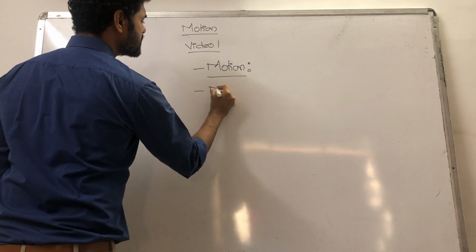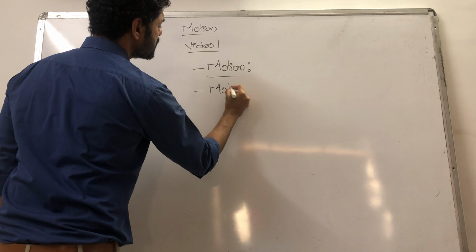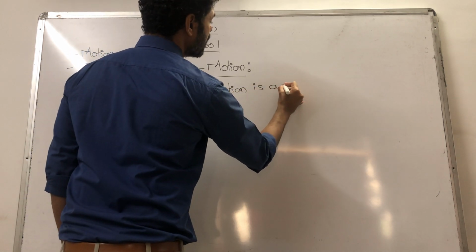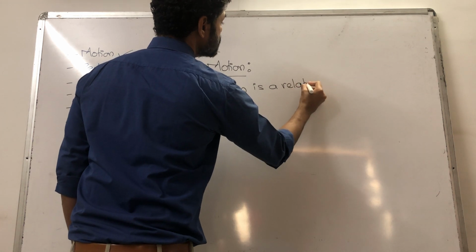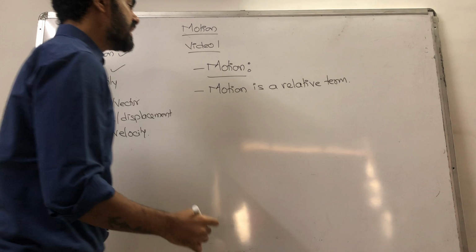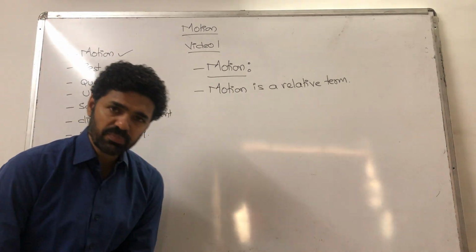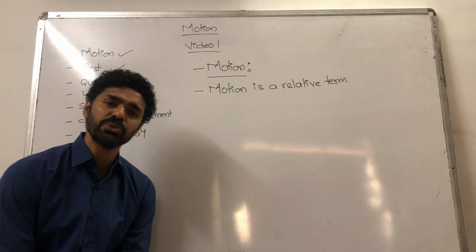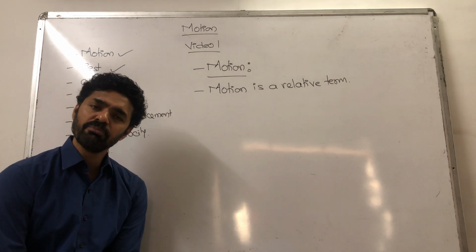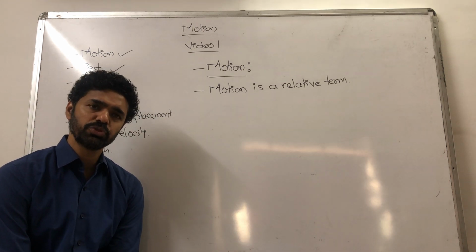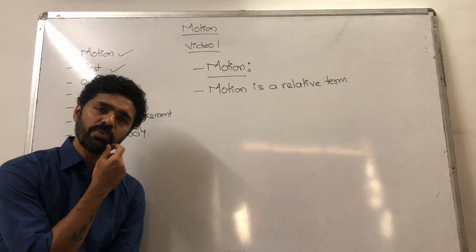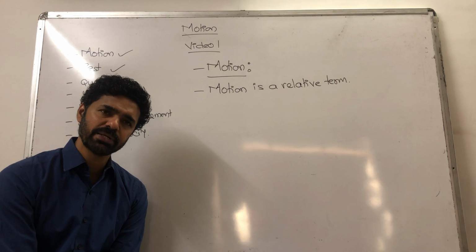You should always understand that motion is a relative term. Motion is a relative term. Motion is not absolute, it is relative. An important statement, you should always understand what does it mean. Now I will just elaborate, I will try to explain the statement.